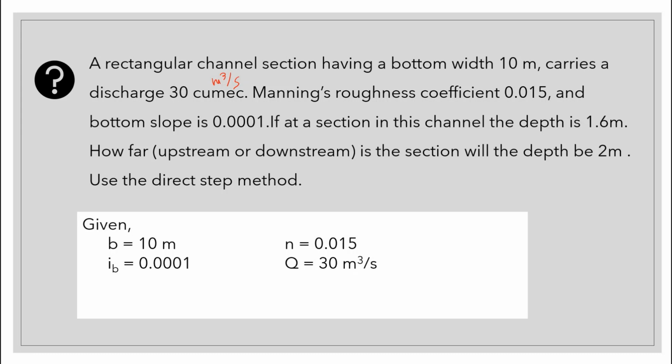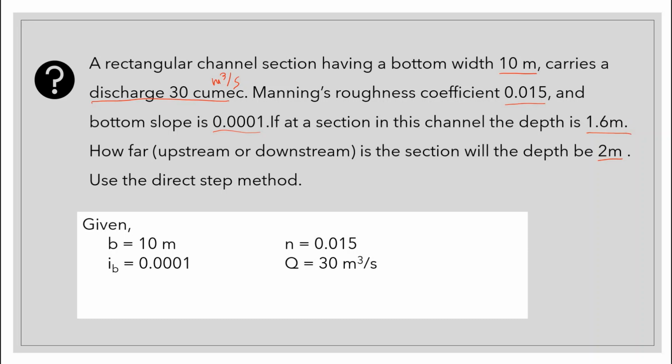So here in this question, we can see the bottom width is given as 10 meter, discharge is given as 30, Manning's coefficient 0.015 and bottom slope 0.0001. And the section's depth 1.6 meter is given. We have to find the distance of the section with a depth of 2 meter from the depth of 1.6 meter.